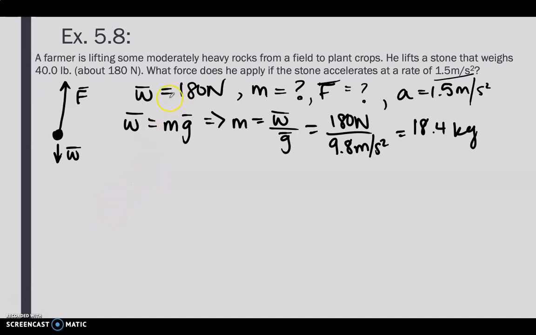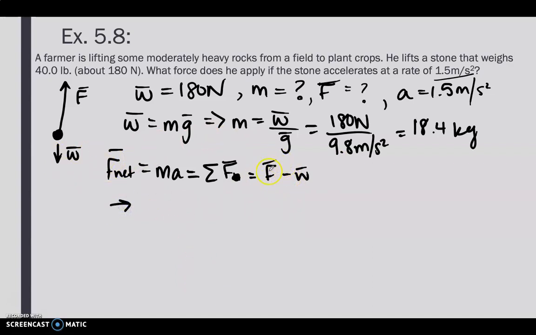Now, from this diagram, we need to determine an equation. We have that F net equals the mass times acceleration equals the sum of the forces. So we have a positive force in the y direction, and then we have our weight in the negative y direction. This is going to be our setup.